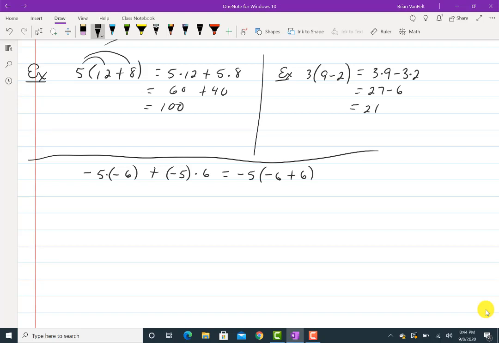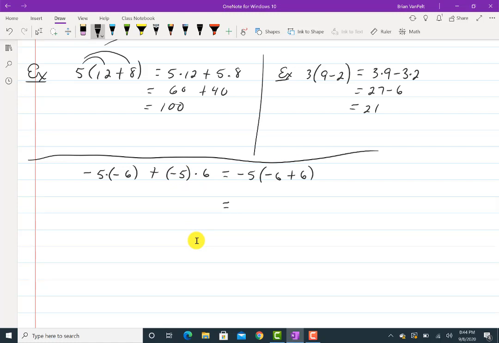So I have the distributive property is what I'm doing here. When you look here, negative 5 times negative 6, that'll be this part right here. And then negative 5 times 6 will be this part right here. Now, what I'm going to do is the left side and the right side.